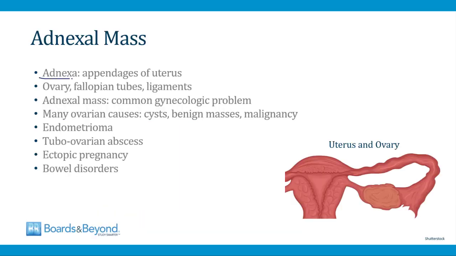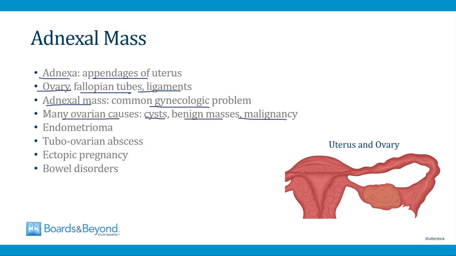So the adnexa are the appendages of the uterus, so this refers to the ovaries, the fallopian tubes, and the ligaments. An adnexal mass means a mass in the area of the adnexa, and this is a common problem in gynecology. There are lots of causes related to the ovaries. We'll talk about some of these in this video, things like cysts and benign masses, and also ovarian malignancy.